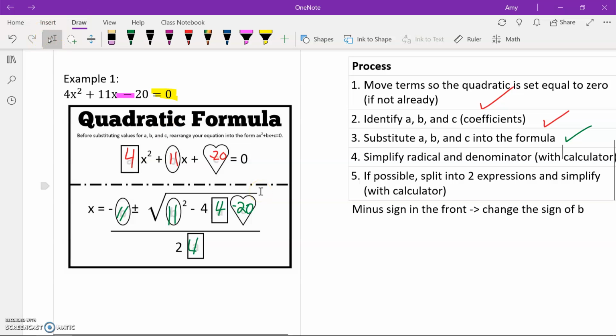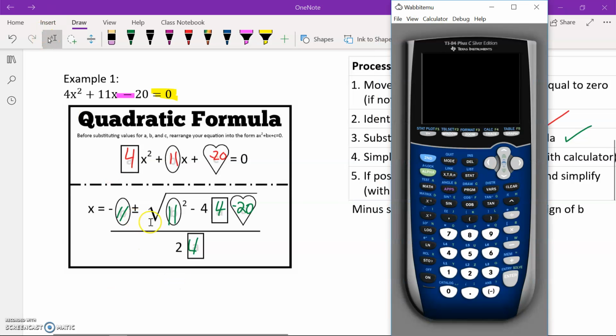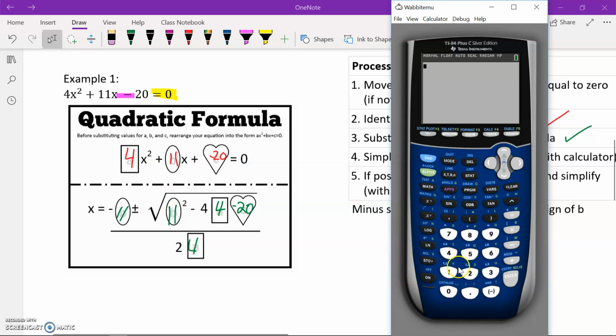All that we have left to do is simplify as much as we can. So to simplify this, I'm going to start by simplifying my radical. To simplify the radical, I'm going to take my calculator and put 11 squared minus 4 times 4 times negative 20, in parentheses. You notice I'm using my negative sign, not my minus sign, because the 20 is a negative number.